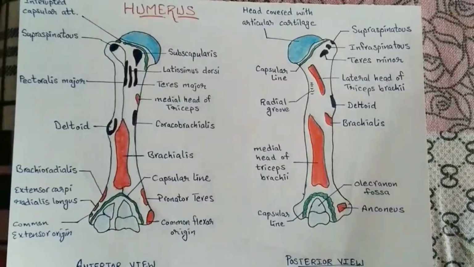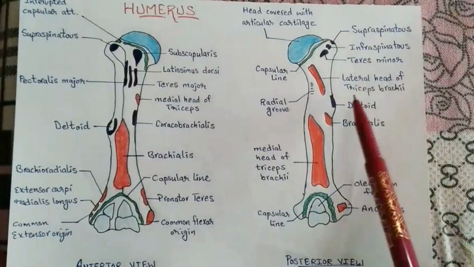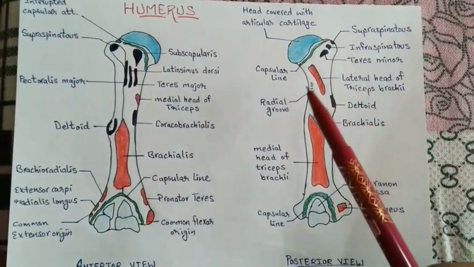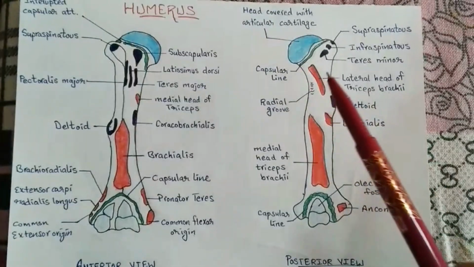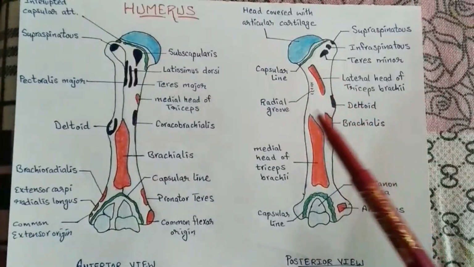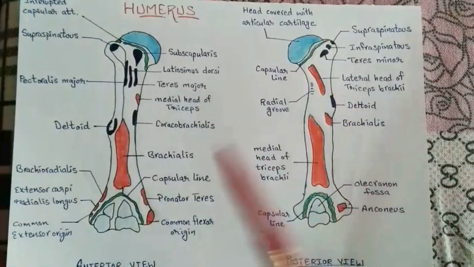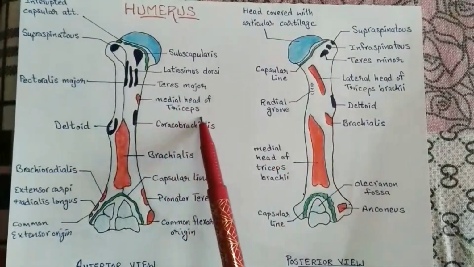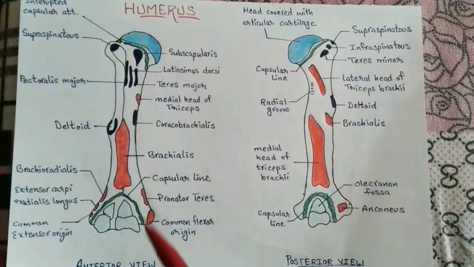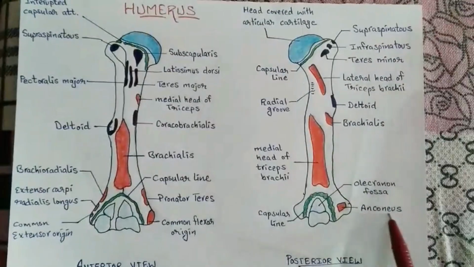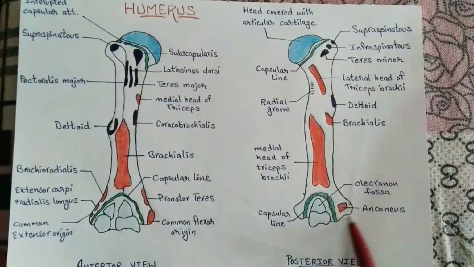Now looking at the triceps brachii muscle, the lateral head of triceps brachii originates from the oblique ridge of the upper part of the posterior surface above the radial groove, while the medial head of triceps arises from the posterior surface below the radial groove. The anconeus muscle arises from the posterior surface of the lateral epicondyle.